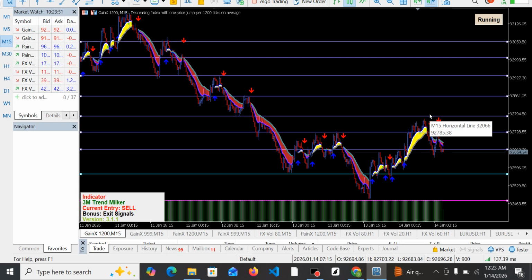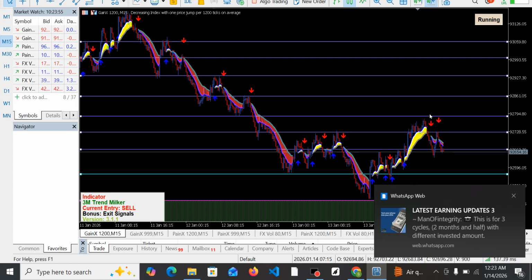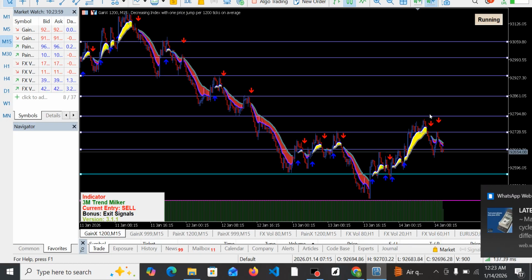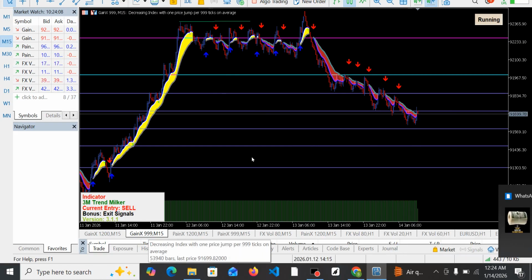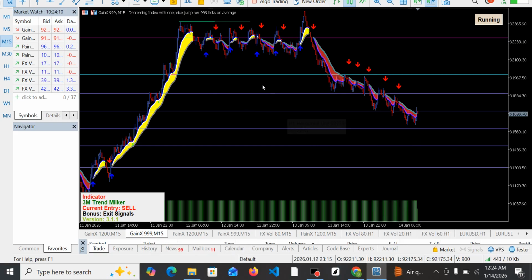That is the beautiful thing about this. Once you come in at the right time, set your order, set your stop loss, and make sure you highlight some TPs for yourself, and that is all you need to do. So this is so unique and so beautiful. Now let's see, guys, GainX 999. Still the same setup.